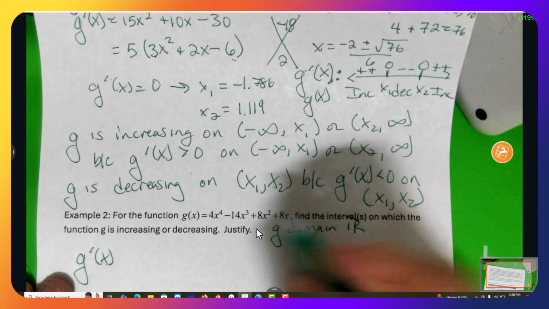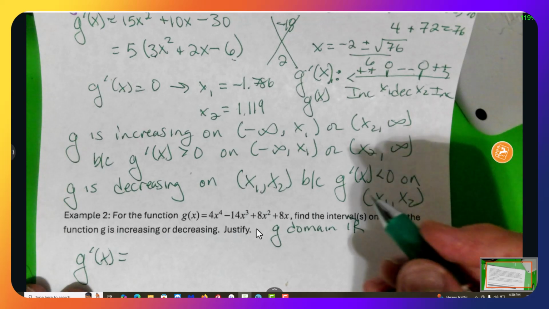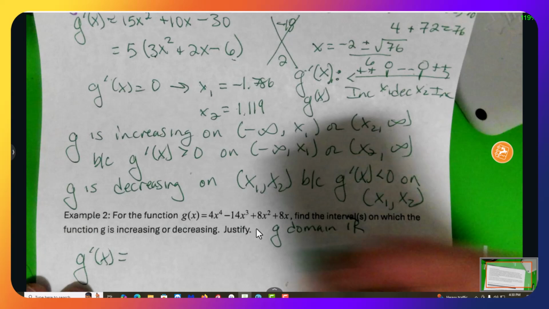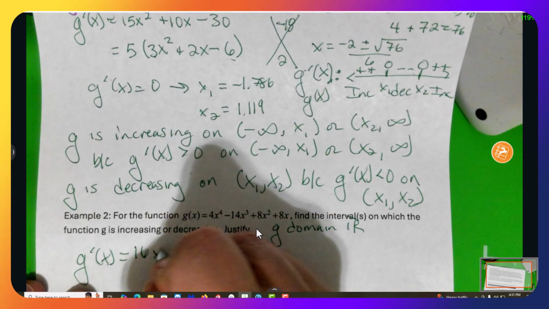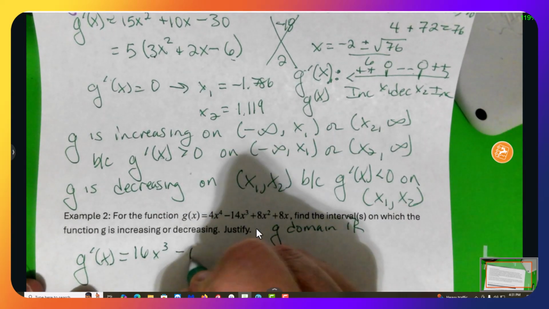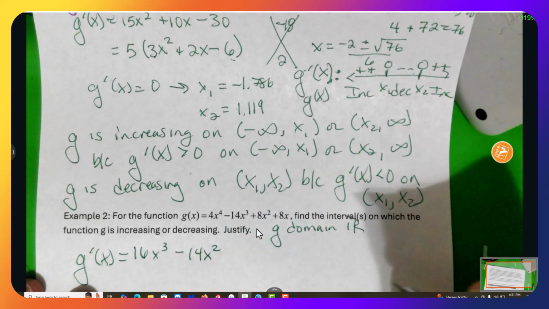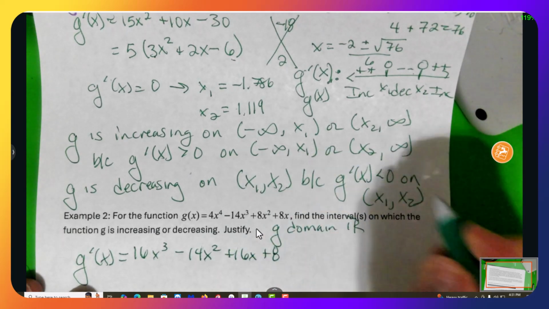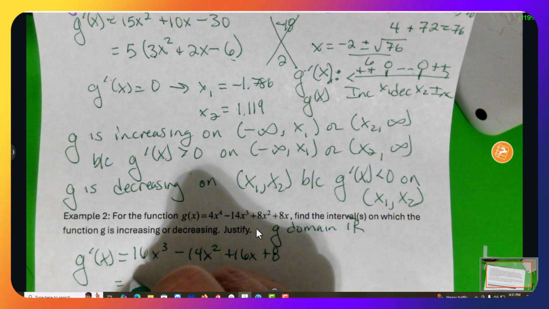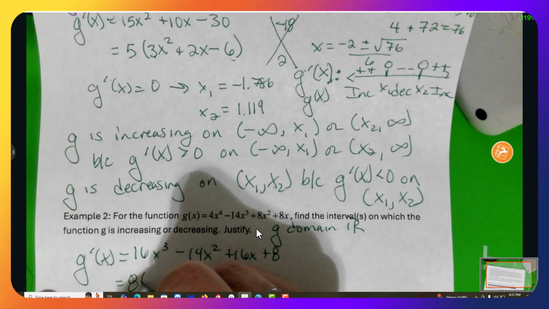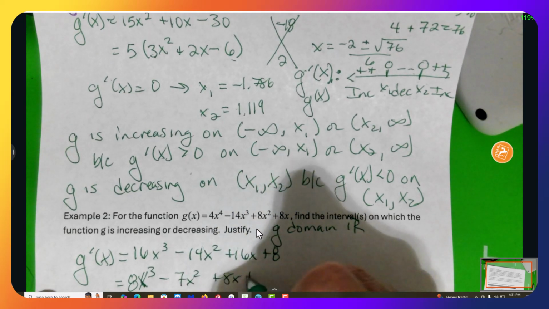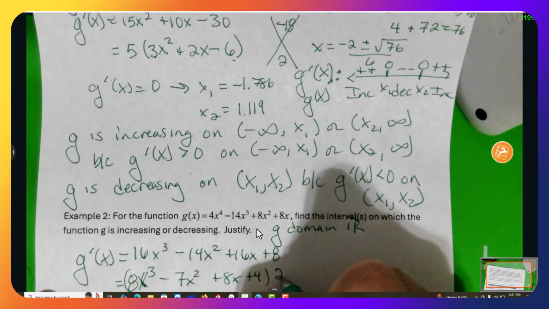The critical points of g are where g prime of x is 0 or does not exist in the domain of g, in this case, all real numbers. So 16x cubed minus 14x squared plus 16x plus 8. I know 2 goes into everything, so let's just get that out. So that'll be 8x cubed minus 7x squared plus 8x plus 4. Now let's put some parentheses there and put a 2 there.